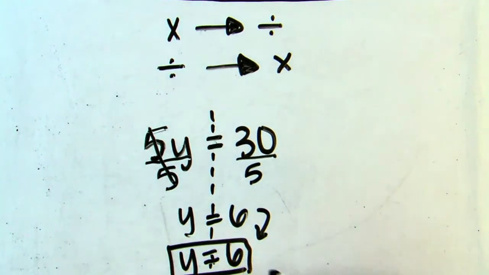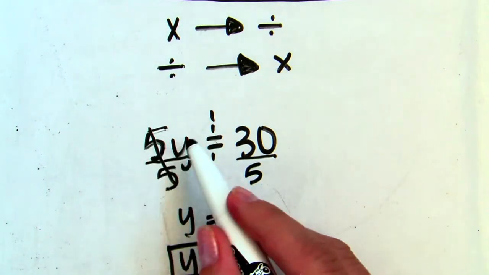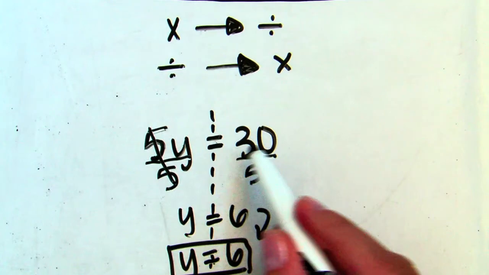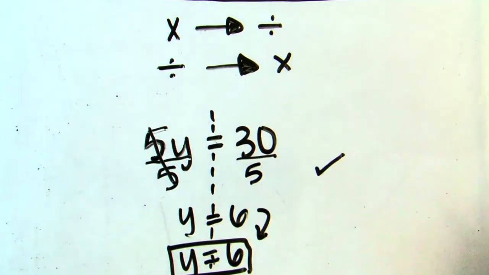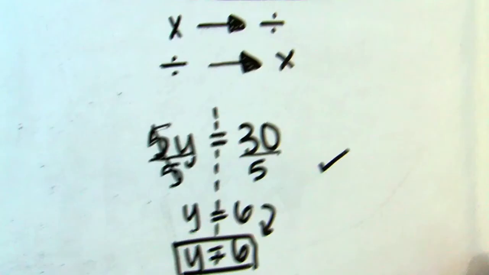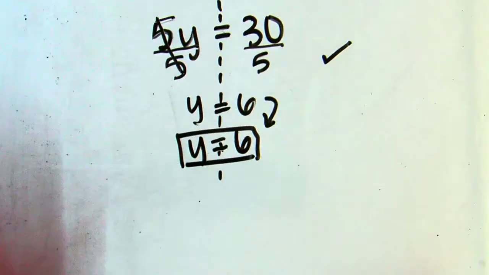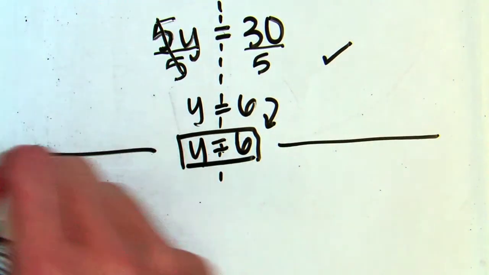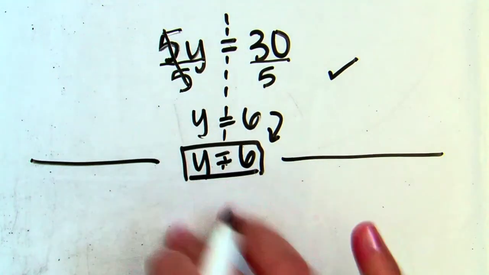To check it, you can plug it back in. Well, if y equals 6, 5 times 6 equals 30. So we got it right. So now we're going to do an example where we have to multiply to get the variable alone.